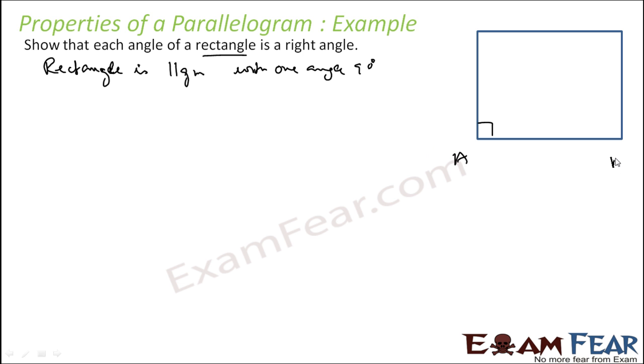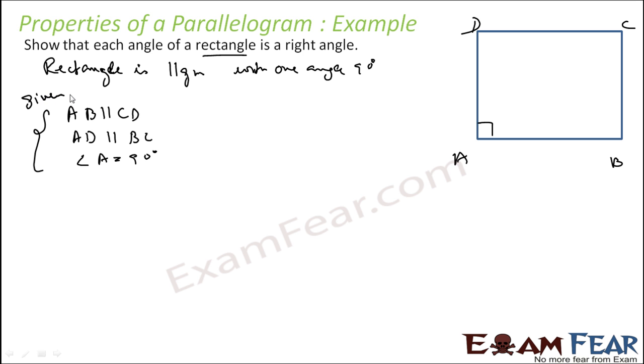So if you mark the values A, B, C, D, what is given is AB is parallel to CD, AD is parallel to BC, and angle A is 90 degrees. That is given. What we have to prove is angle B is equal to angle C is equal to angle D is equal to 90 degrees. And this is pretty easy to prove.